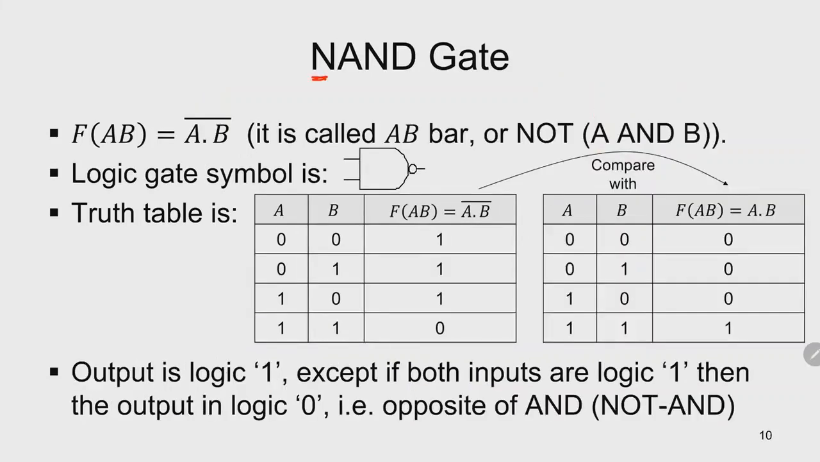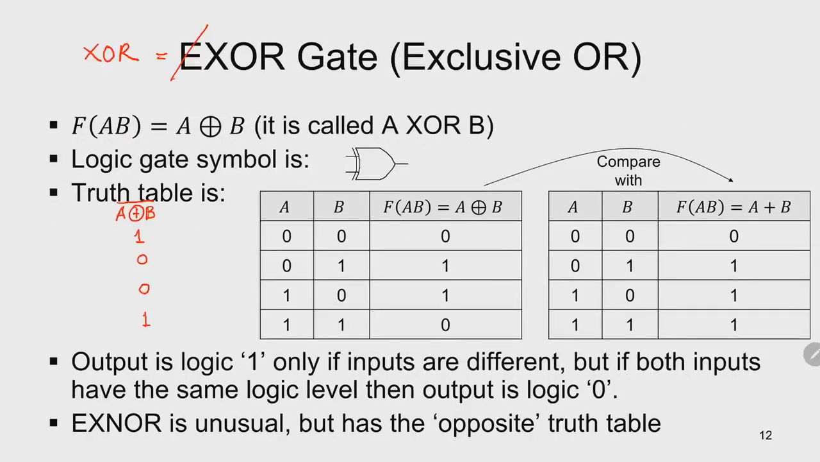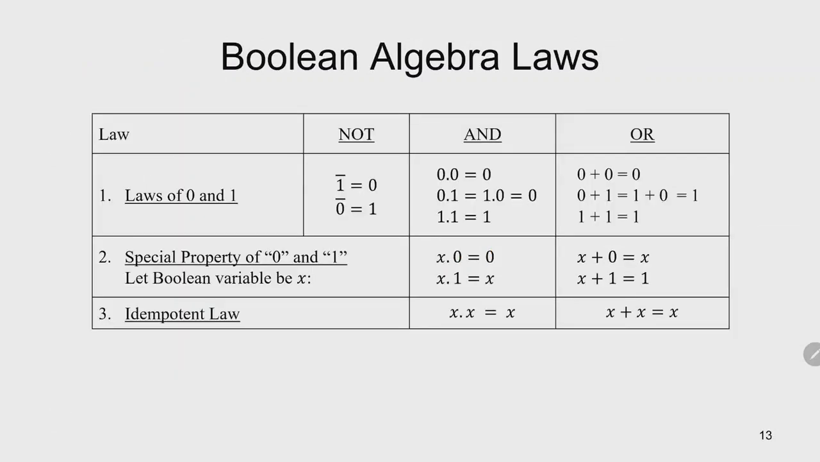So the NAND gate is the inverse of the AND gate, and the NOR gate is the inverse of the OR gate. And then for exclusive OR, you have to remember a little bit more: if both inputs are the same, then the output is 0. And the inverse of that will be your exclusive NOR gate. Okay, so that is your logic gates.